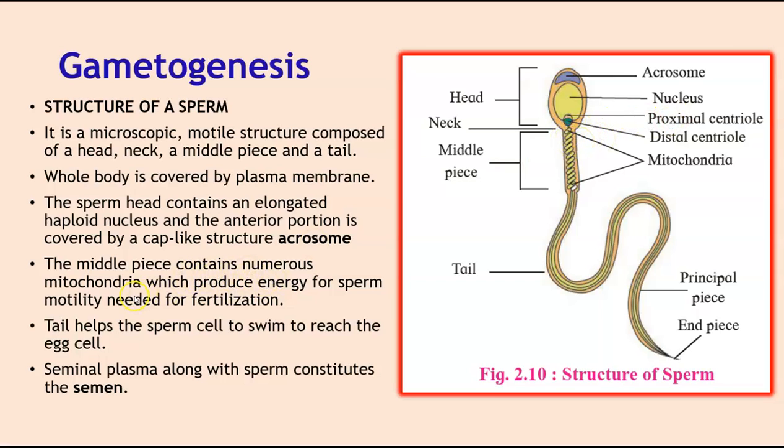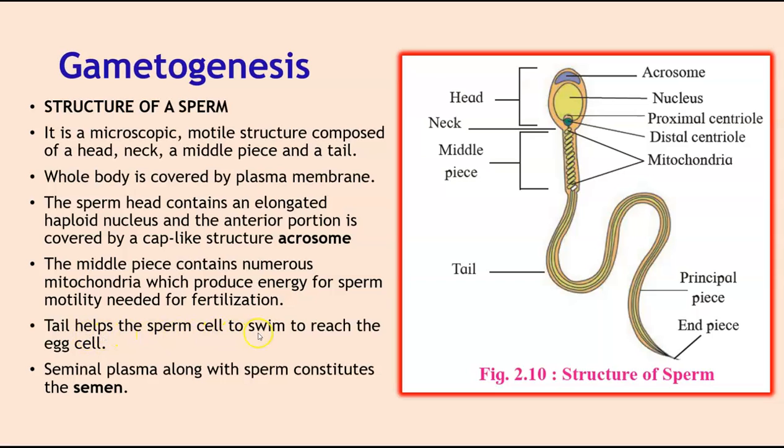The middle piece contains numerous mitochondria which produce energy for the sperm motility needed for fertilization. So the middle piece has an axial filament surrounded by around 10 to 14 spiral turns of mitochondria. Here, this is your middle piece. This produces the much required energy which is necessary for the movement of the sperm.